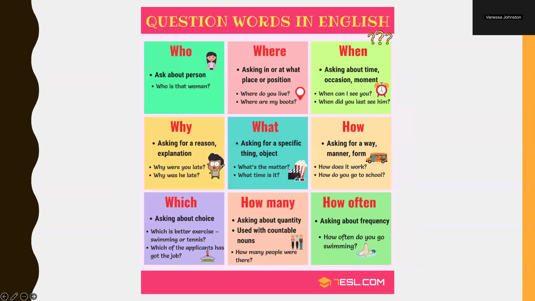The question words and what these represent. So who is asking about a person? Where is asking about a place or a position? When is asking about time, occasion, a moment. Why is asking for a reason or explanation. What is asking for a specific thing or object. How is asking for a way, manner, or form. Which is asking about a choice. How many is asking about quantity, and how often is asking about frequency.